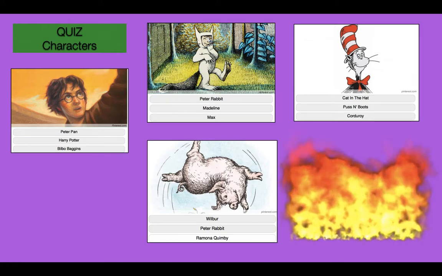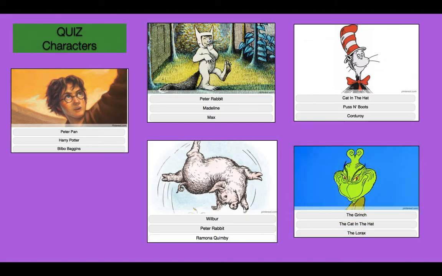And finally, who is this character? The Grinch, the Cat in the Hat, or the Lorax? Let's mark. Did you remember any of these characters?